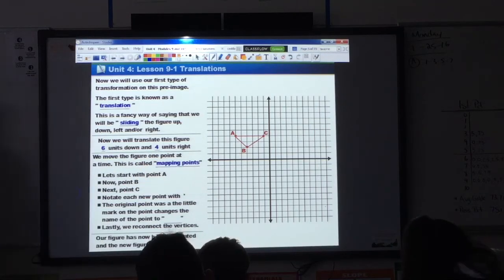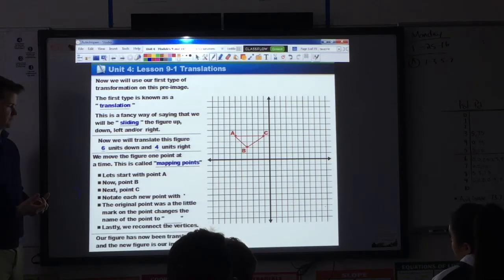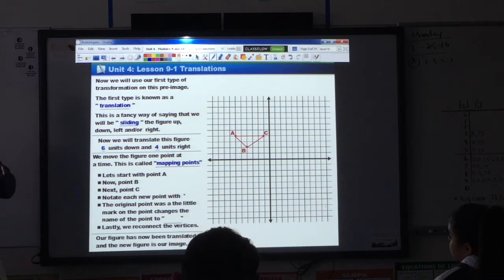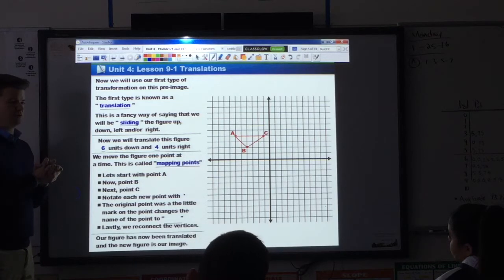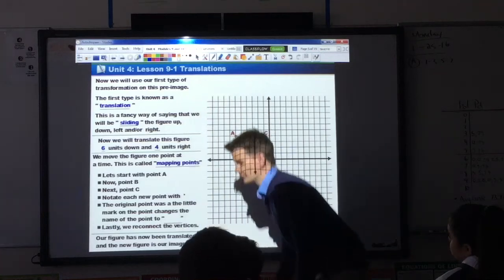When you move a point, when you transform a figure, you are mapping those points from the pre-image to the image. And we'll go through point A, point B, point C. Now, when we translate a point, or when we transform a figure, all the points in the image are going to have a little notation on them. And I'm going to show you what this looks like as we transform the first point.